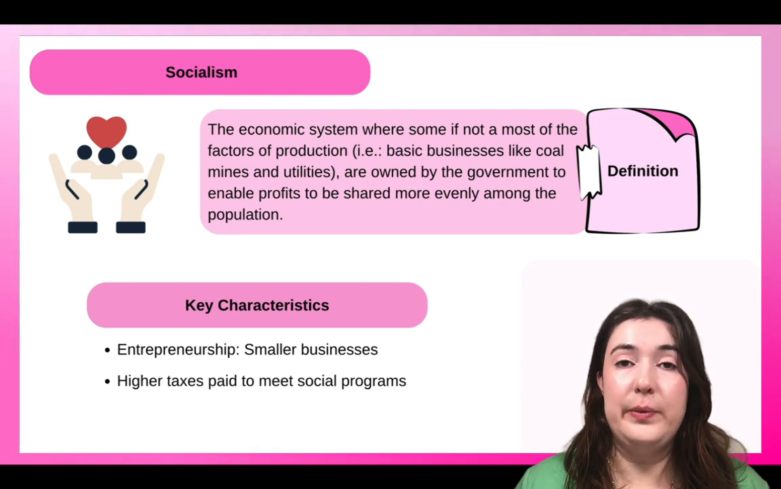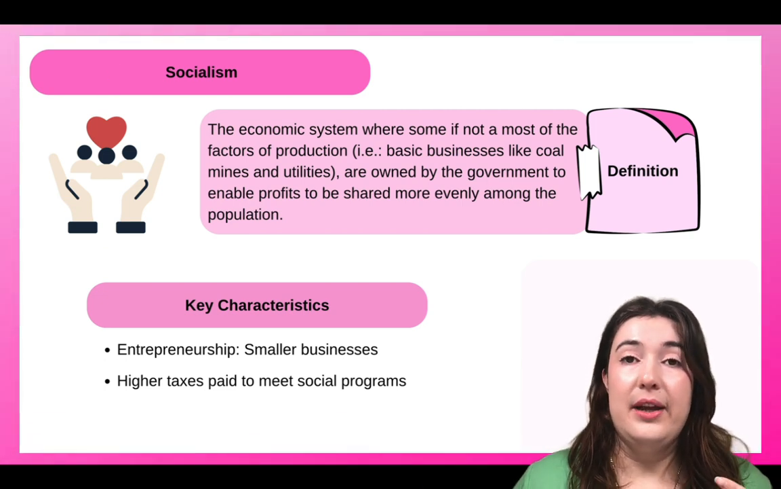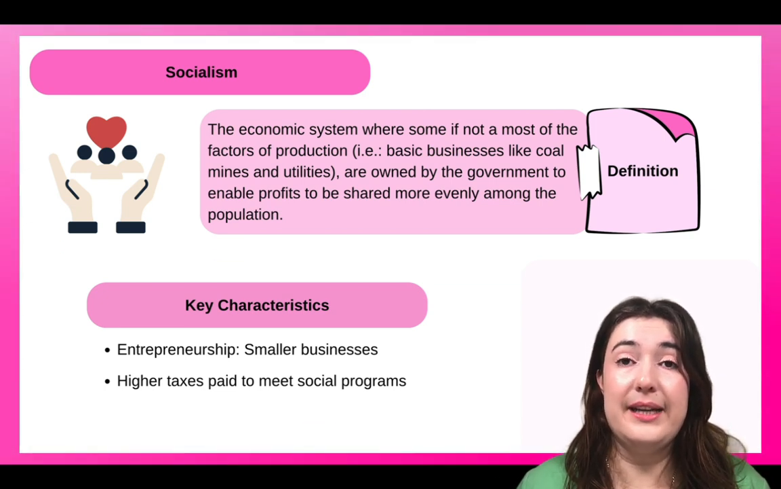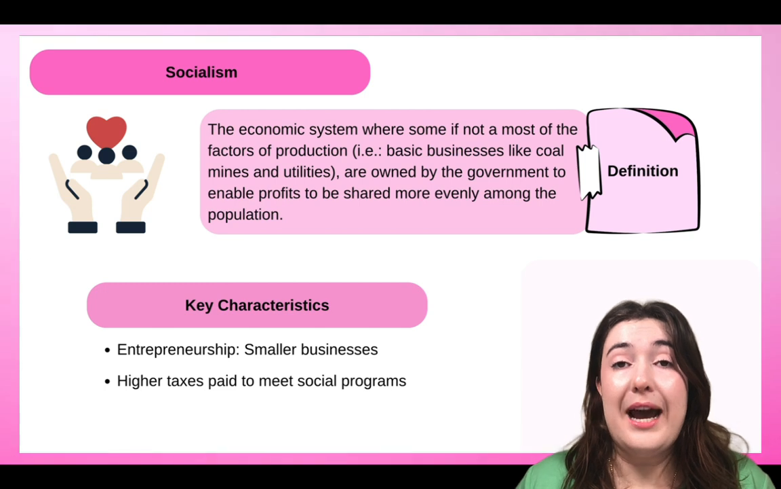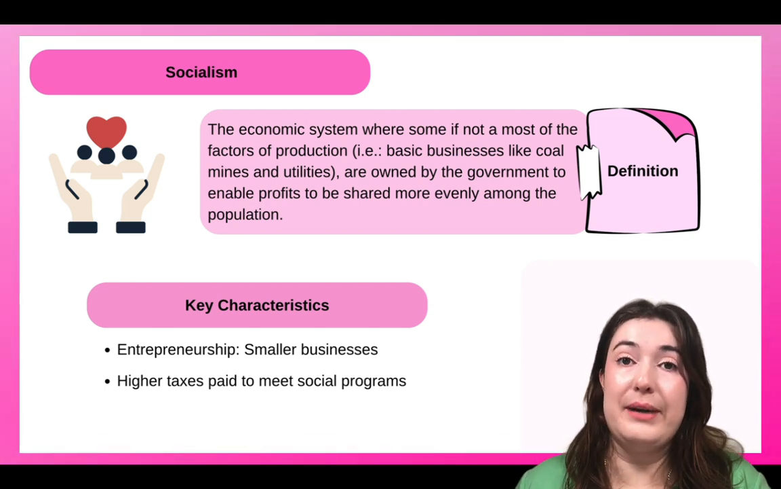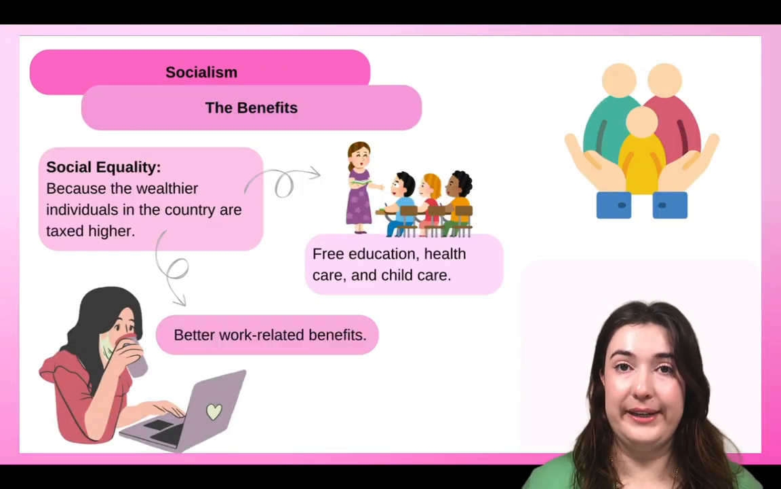And on top of that, we're also seeing this key characteristic that taxes are going to be higher. The main reason for that is because in a socialistic economy, government is trying to fund society at large because they want to have certain social programs and help the economy by actually supporting the people. Let's have a look at the benefits that socialism actually brings us.